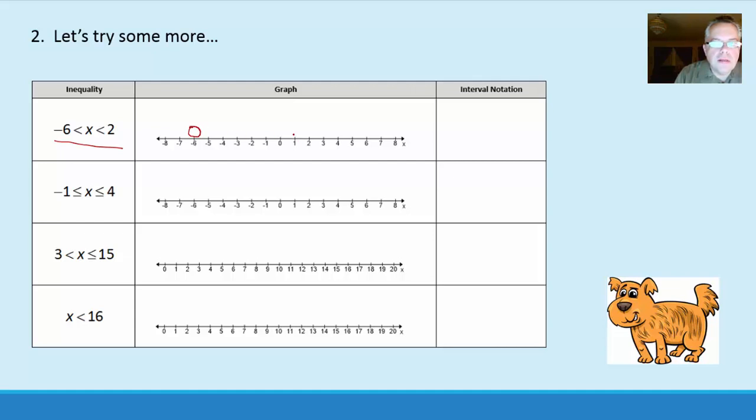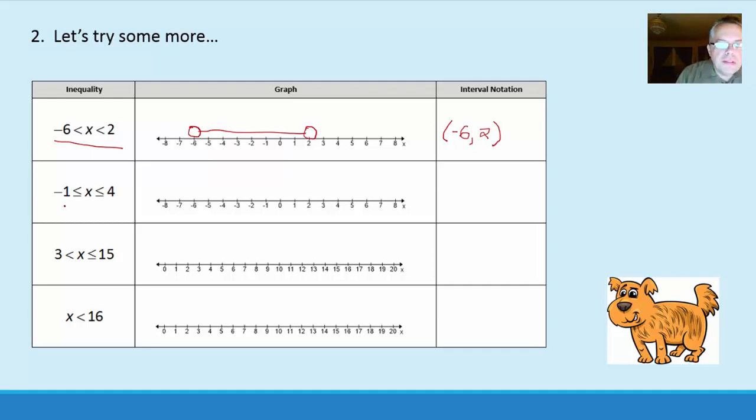So here's -6. A hollow dot at 2, and we're going to draw a line in between them. So it's the numbers in between -6 and 2, but not including them. In interval notation, we're going to use an open parentheses. My left endpoint is -6, my right endpoint is 2, and another open parentheses.